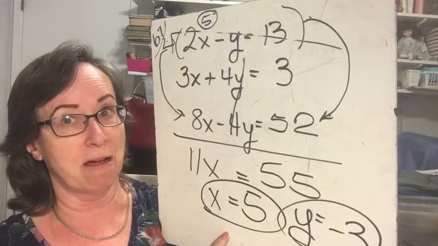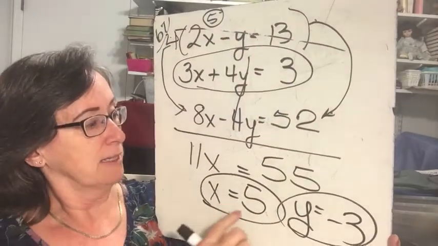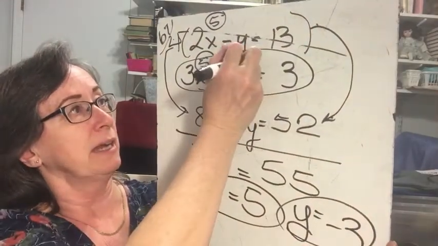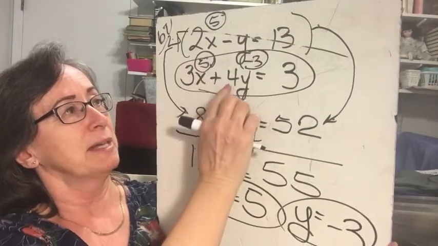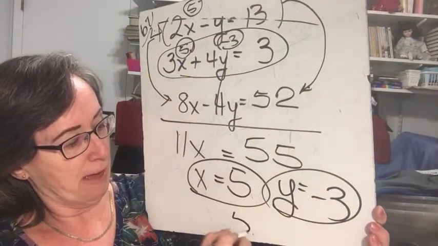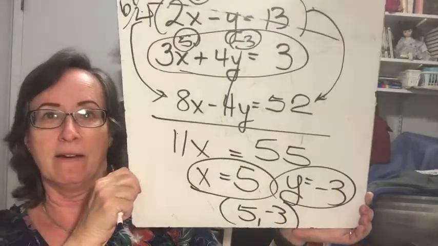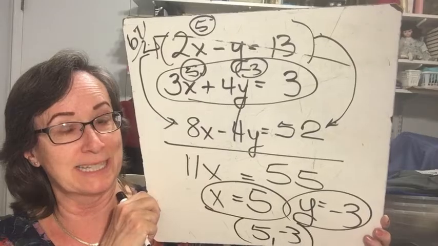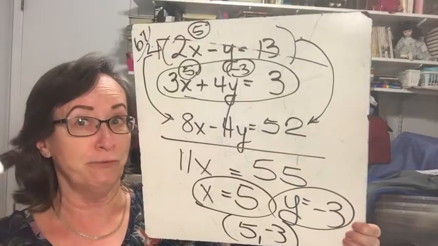I'm going to now check it using this original line. Okay, so the x goes here where the x is. The y goes here, and it's a negative 3. So we get 15, take away 12 is 3. And that is true. Therefore, 5, negative 3 is the ordered pair solution of the system of equations. And that, my friends, is elimination. When we're trying to get one of our variables to poof, disappear.